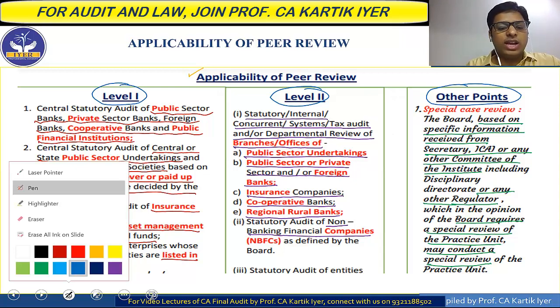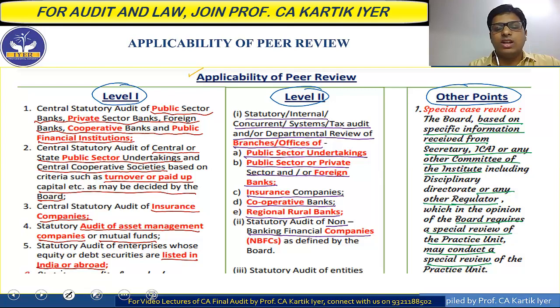See, in the majority of the areas, the things have not changed in this. But it is very important to study it in entirety. So particularly for this answer, even though it is not an amendment, let's do it in entirety so that you are able to understand and have a proper grip in this area. Okay. So let's see this. First is central statutory audit of public sector banks, private sector banks, foreign banks, cooperative banks, and public financial institutions. Second is central statutory audit of central or state public sector undertakings and central cooperative societies based on criteria such as turnover or paid-up capital, etc., as will be decided by the board. Okay. So all these entities will fall under level 1. Now, if it is level 1, what will happen? Let's see that also first.